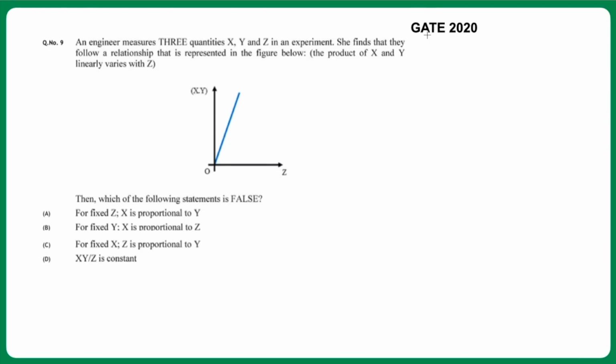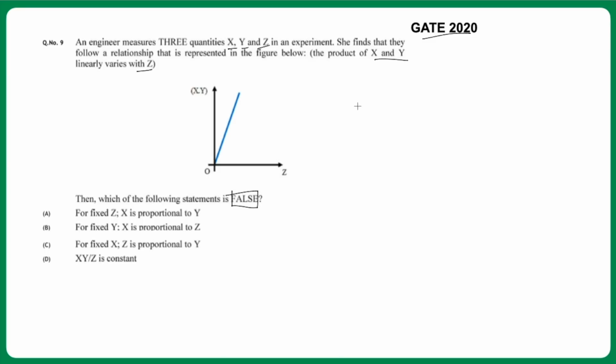Alright, so let's talk about this question which was asked in GATE 2020 again. It says the engineer measures three quantities x, y and z in an experiment, and she finds that they follow the relationship as represented in the figure below. And it says that the product of x and y linearly varies with z. Then which of the following statements is false? Okay, you have to find out which statement is false.